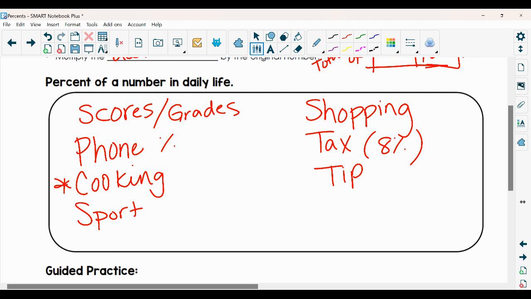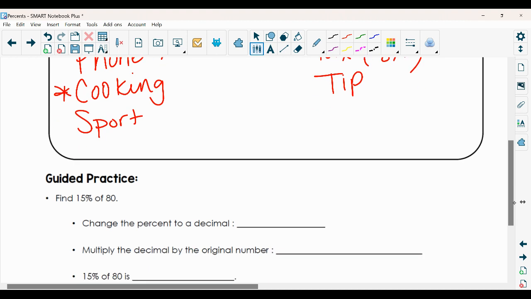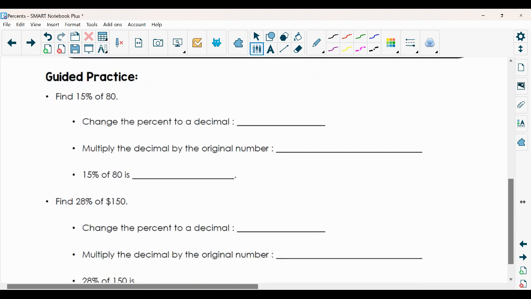Okay, percentages are all around us. I usually use percentages the most when I'm shopping because I'm a shopaholic. I like deals. I like to do clearance and things like that. I do like some shopping. So now that we know percents are all around us, let's figure out how we can solve some of these percents, okay?